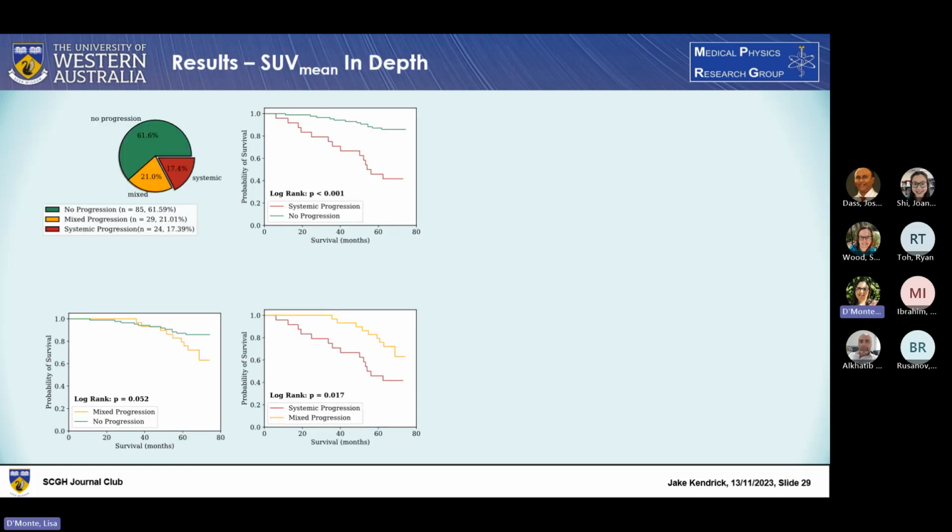We can look at the SUV mean results in a lot more detail here. So we can see that we had 85 patients. This is looking at the SUV mean at the 30% threshold. 85 patients had no progression, according to this. 29 patients had mixed progression, and 24 patients had systemic progression. And I've just generated Kaplan-Meier plots comparing all 3 of those groups here.